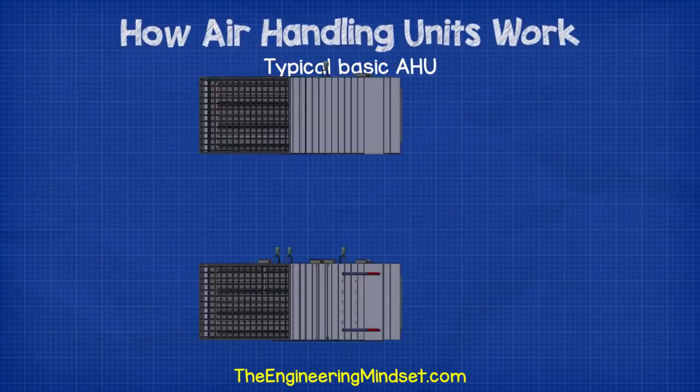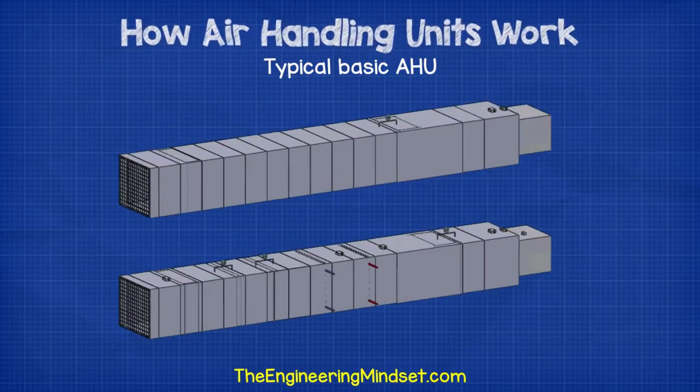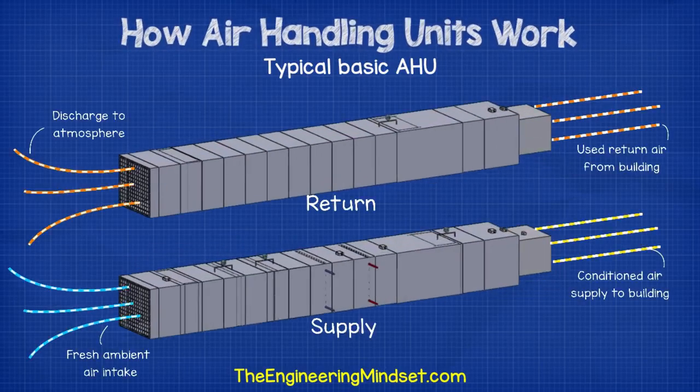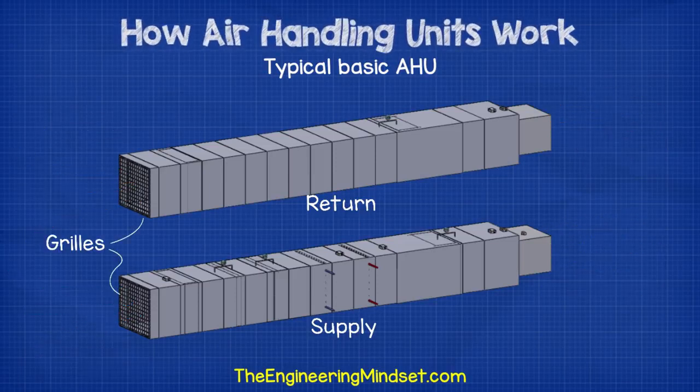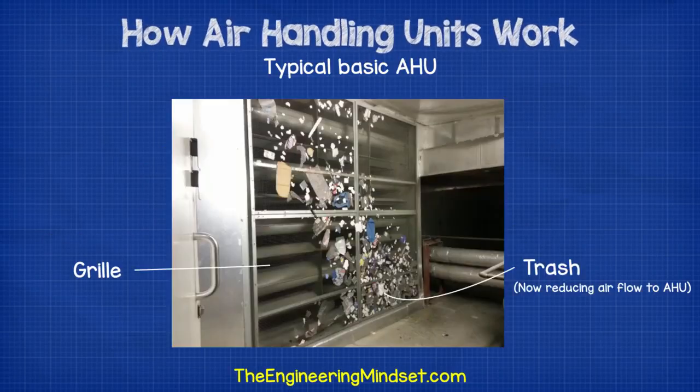Let's have a look at a simple, typical AHU design, and then we'll look at some more advanced ones. In this very basic model, we have two AHU housings for flow and return air. At the very front, on the inlet and the outlet of each housing, we have a grille to prevent objects and wildlife from entering into the mechanical components inside the AHU. Here's a photo of an AHU intake that would have sucked in a whole bunch of trash if the grille wasn't there, so that's why it's important to have this installed.